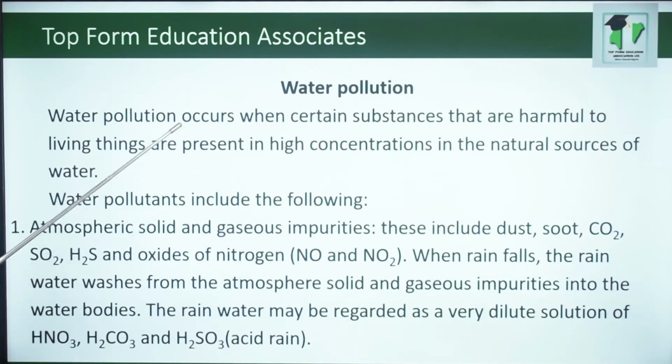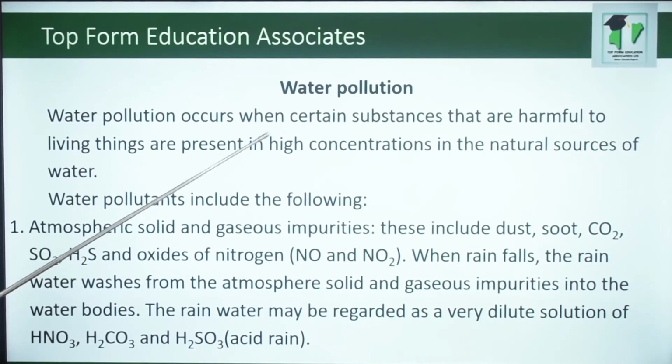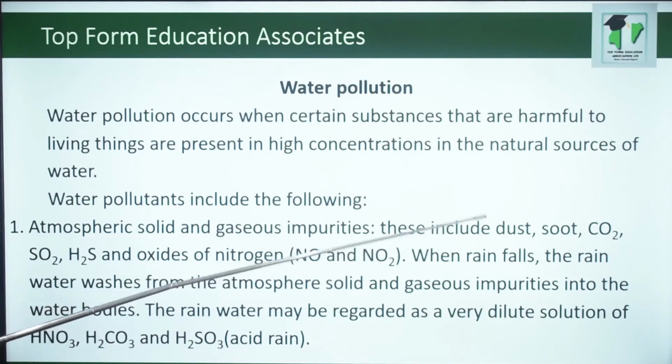Water pollution. Water pollution occurs when certain substances that are harmful to living things are present in high concentration in the natural sources of water. Water pollutants include the following: atmospheric solid and gaseous impurities. These include dust, soot, carbon dioxide, sulfur dioxide, hydrogen sulfide, and oxides of nitrogen.